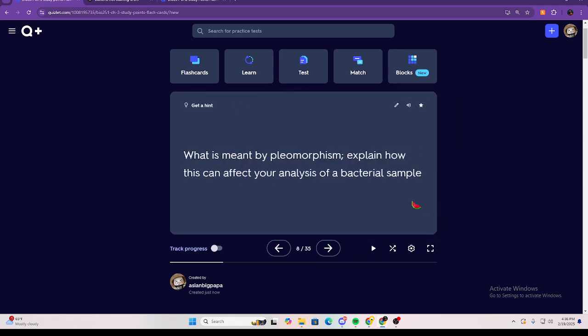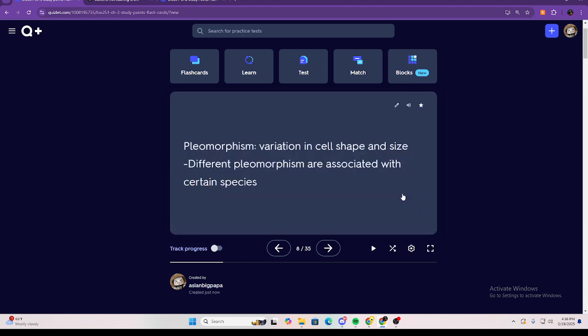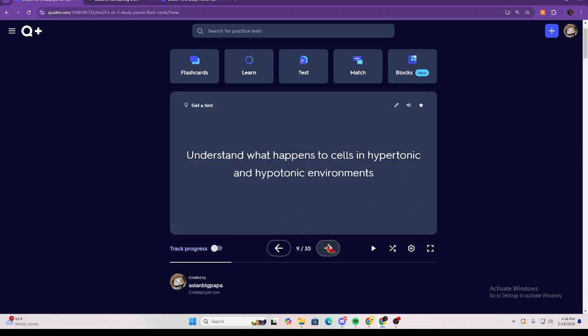And what is meant by pleomorphism? Explain how this can affect your analysis of a bacteria sample. So pleomorphism is basically like cell morphology. It's the variation in cell shape and size. So it's important to be able to identify different cell shapes and sizes, because certain cell shapes and sizes are associated with certain species. So think of Staphylococcus, right? At the end of Staphylococcus is coccus, right? So it's going to be a round shaped bacteria. So it just aids in identifying bacteria under a microscope.